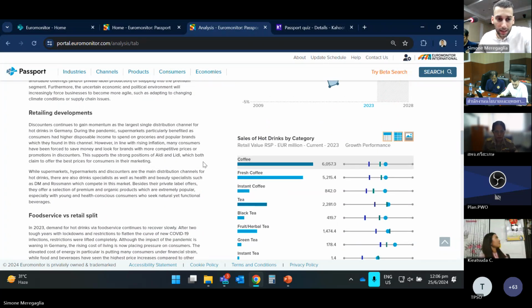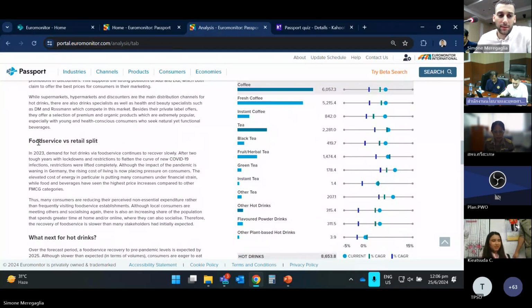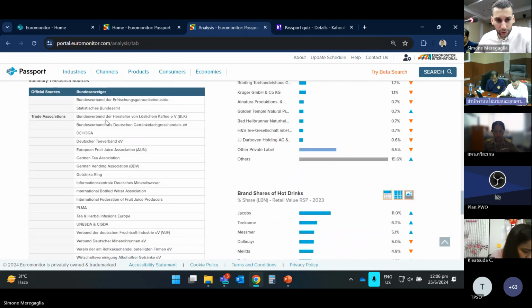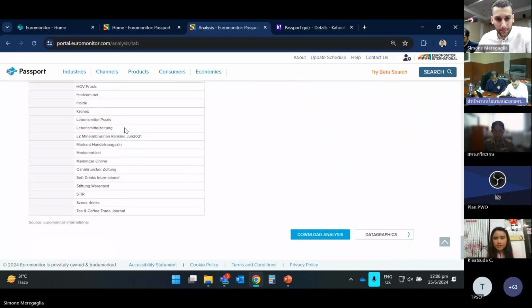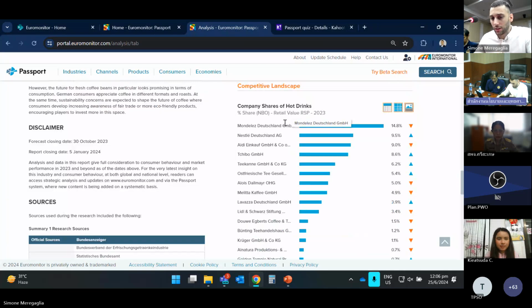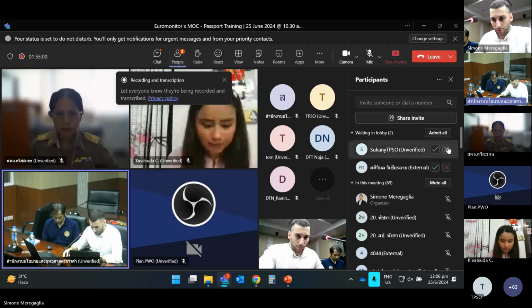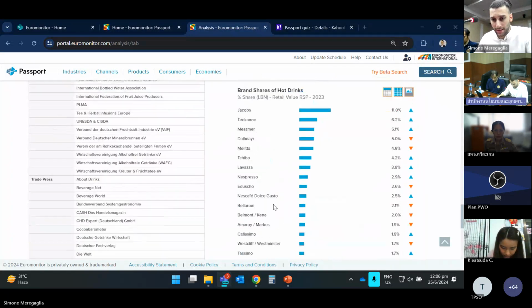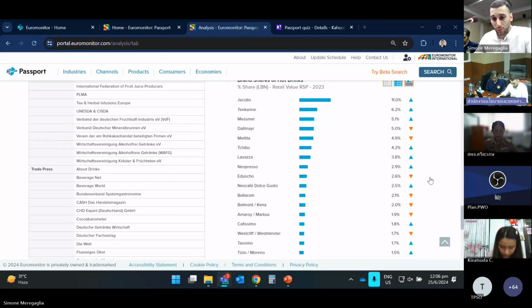Now, on the left, you see insights as well as food service versus retail. How do they stack against each other? What do we see as the outlook of hot drinks in Germany? What's next for them? And then we put the sources that we consulted in order to come up with this data. And also here, like you saw earlier, this is in a more visual way. Who are the biggest companies and who are the biggest brands in Germany when it comes to hot drinks?